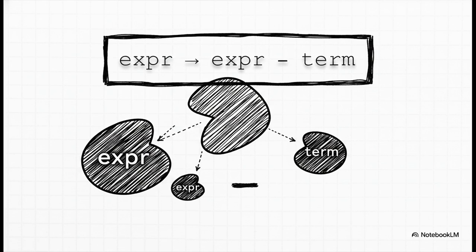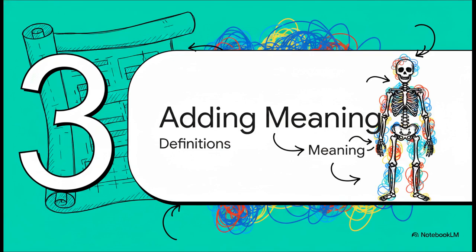Here's what one of those rules might actually look like. This little arrow thing is our rule. It's called a production. And all it's saying is, hey, one way to make an expression is to take another expression, stick a minus sign after it, and then follow that with something called a term. And by just stringing together a few simple rules like this one, you can map out the entire structure of our little math language.